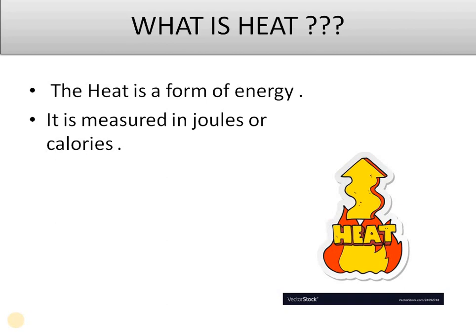Now, one homework which I want to give you: you have to give me an example where you show me how one energy is converted into another.